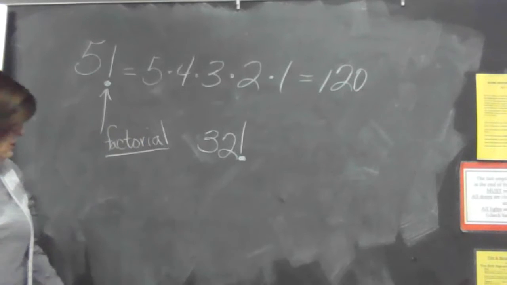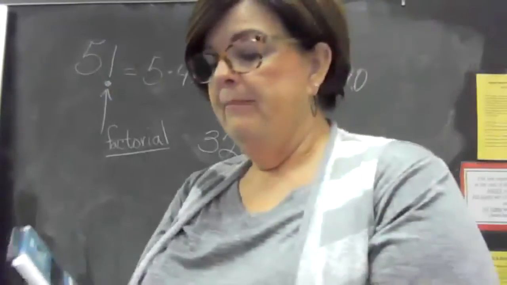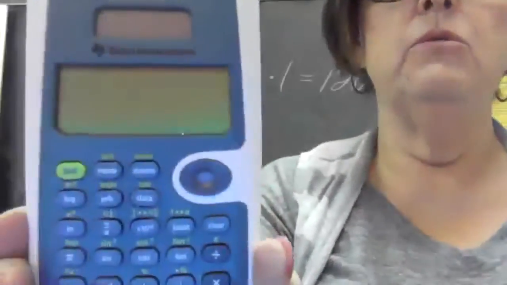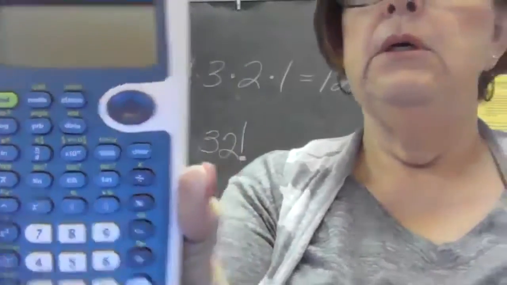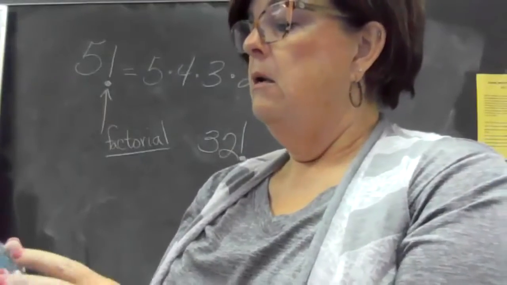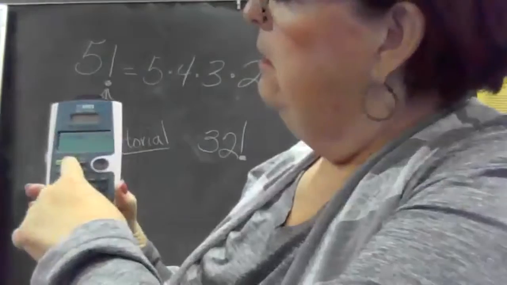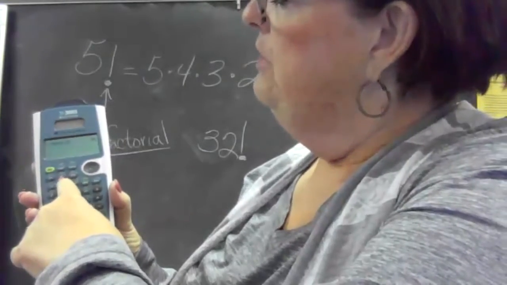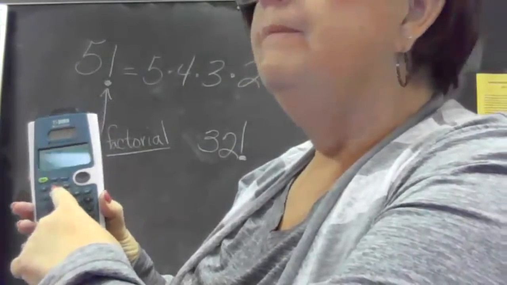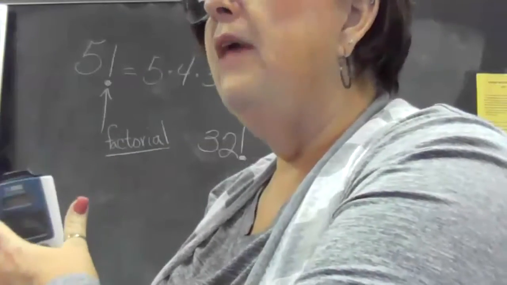Your calculator will find it for you. On your calculator, this is the one that we use in the classroom. Go to the top, and right underneath, in the second column, the second button down, it says PRB. That all has to do with probability, so all of that stuff is in that menu.